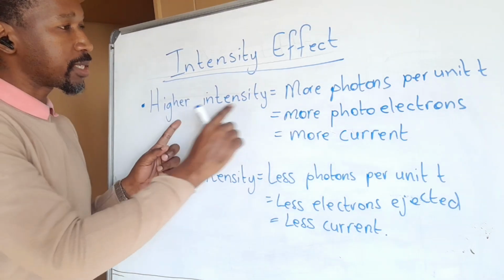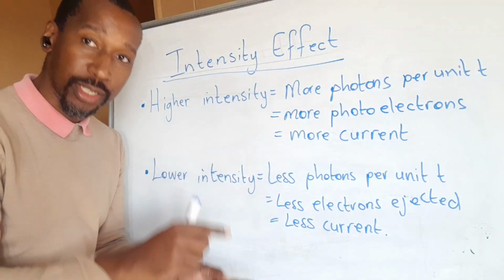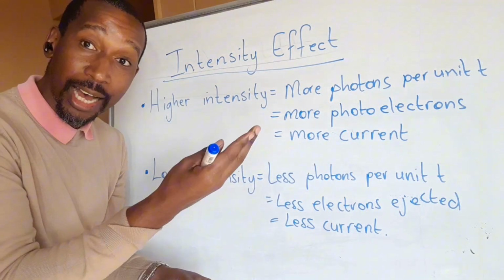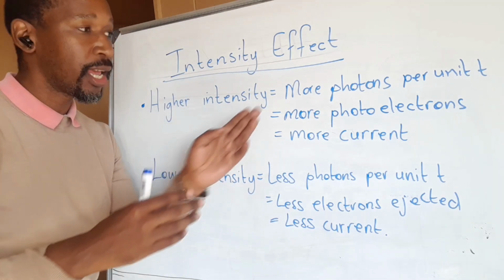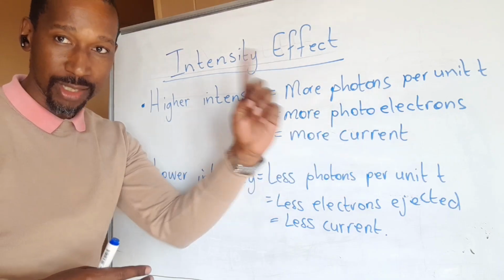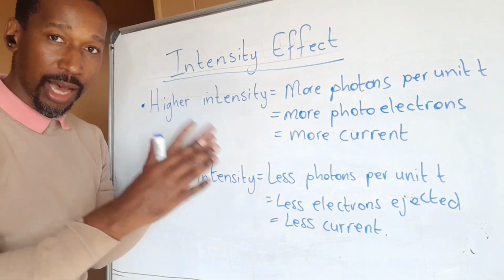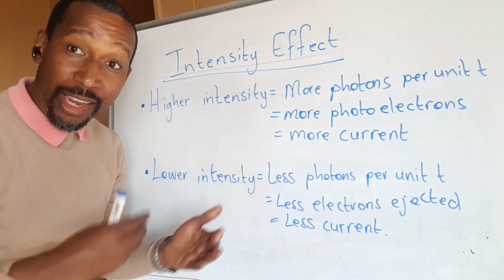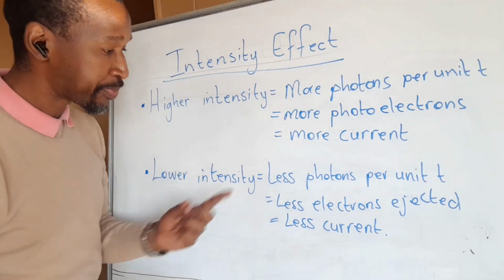So intensity means more photons are falling on the metal surface per unit time. Therefore, more photoelectrons are ejected out of the metal per unit time. So more electrons are ejected. We call those photoelectrons. Just key concepts and terminologies that are used interchangeably in the papers. I want you to have them. Then if we have more electrons per unit time, it automatically means our current will be more. So more electricity is generated.